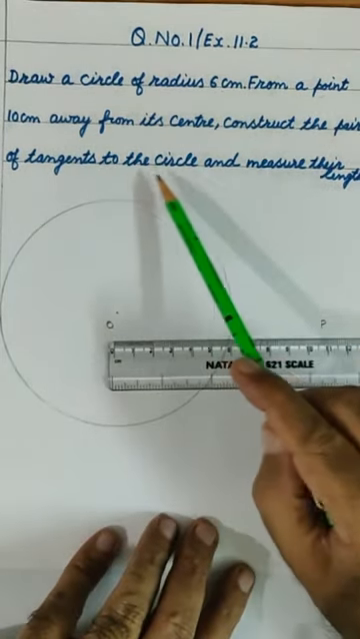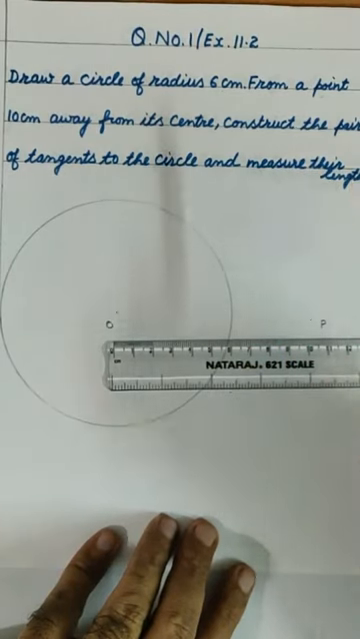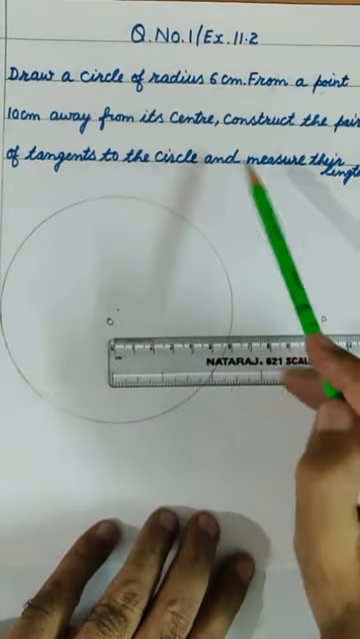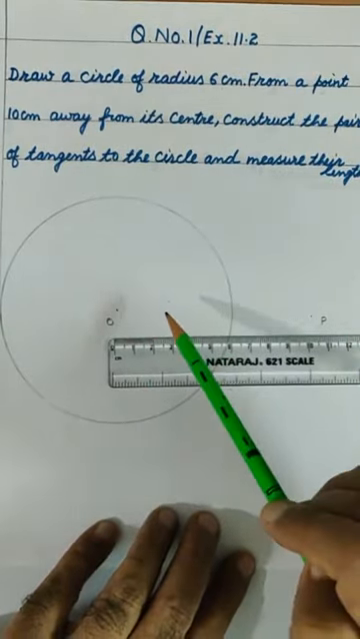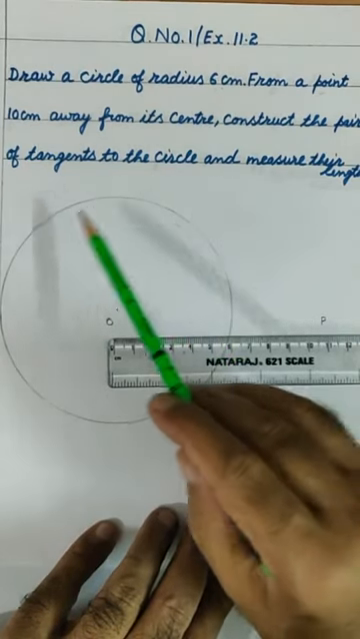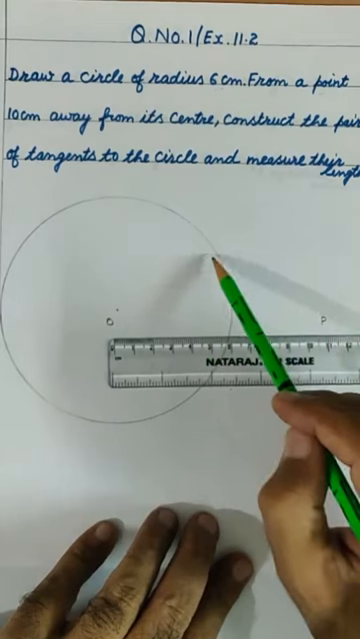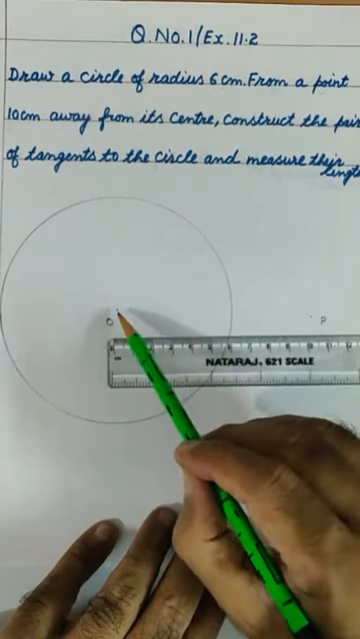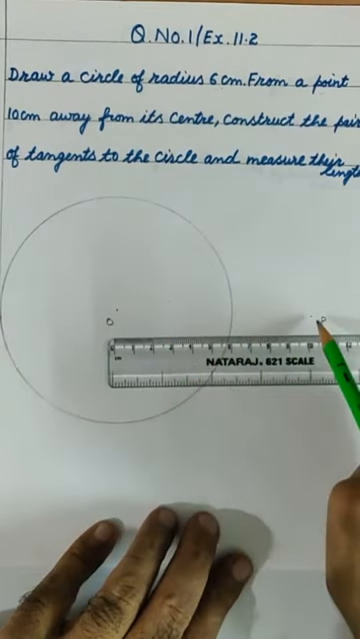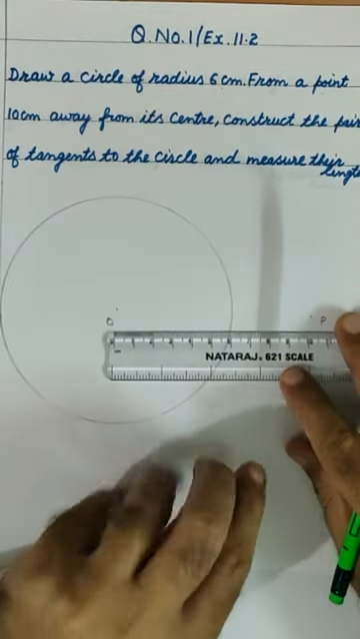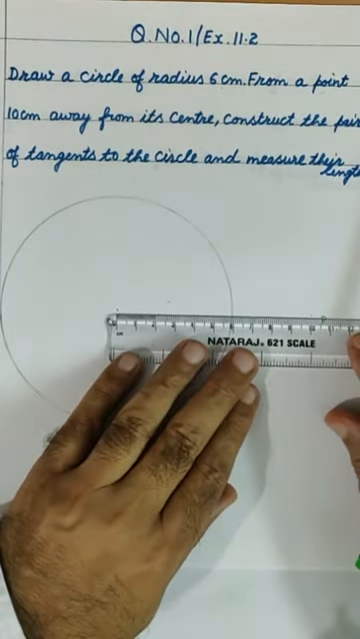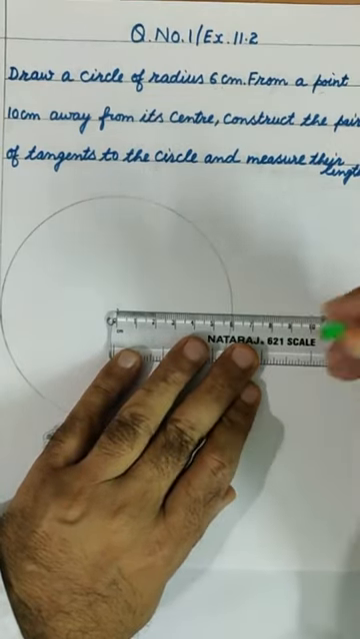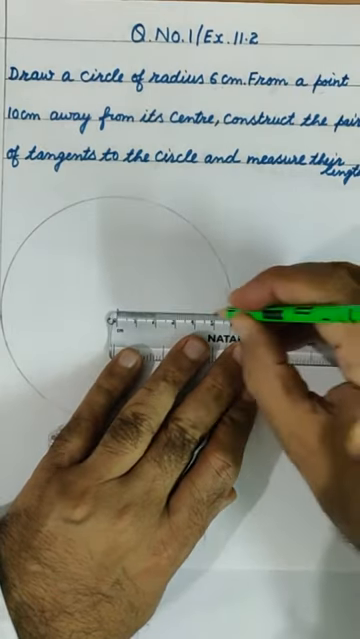Construct the pair of tangents to the circle and measure their lengths. See, students, always remember there are 4 questions based on the same concept, which I am going to discuss in this question. How to draw a pair of tangents to a circle from an external point. The first step is you will join this external point to the center of the circle to which we are to draw tangents.